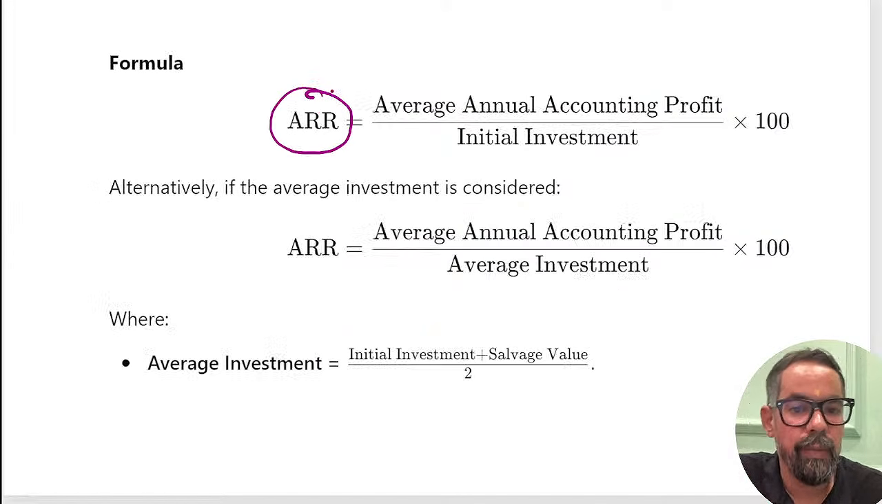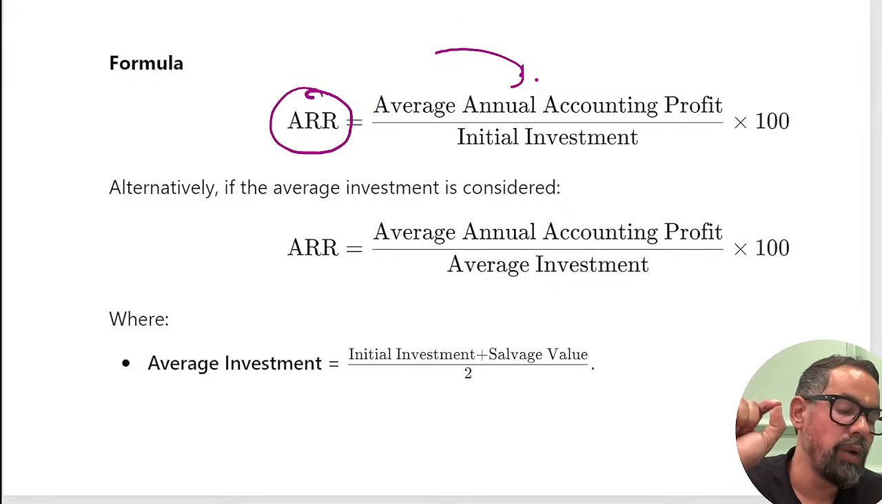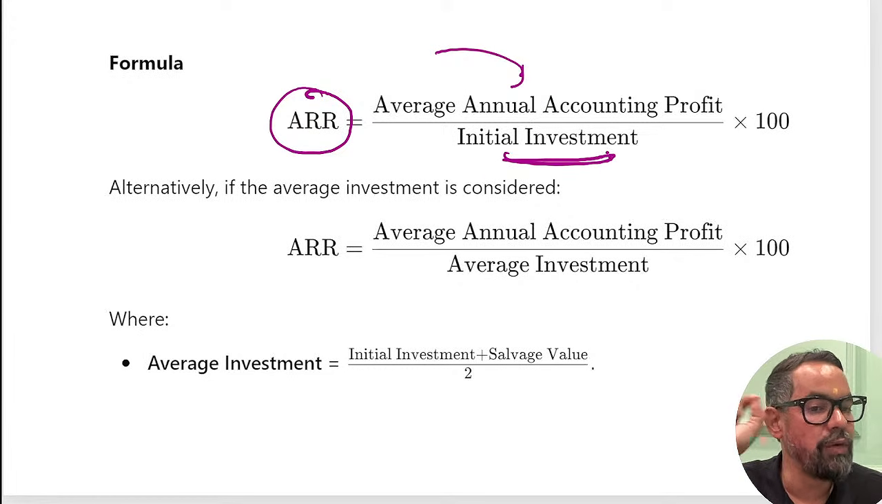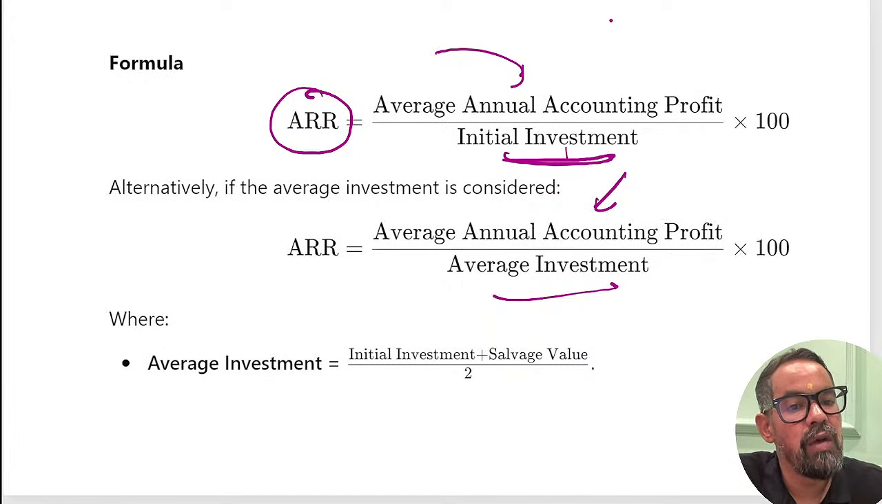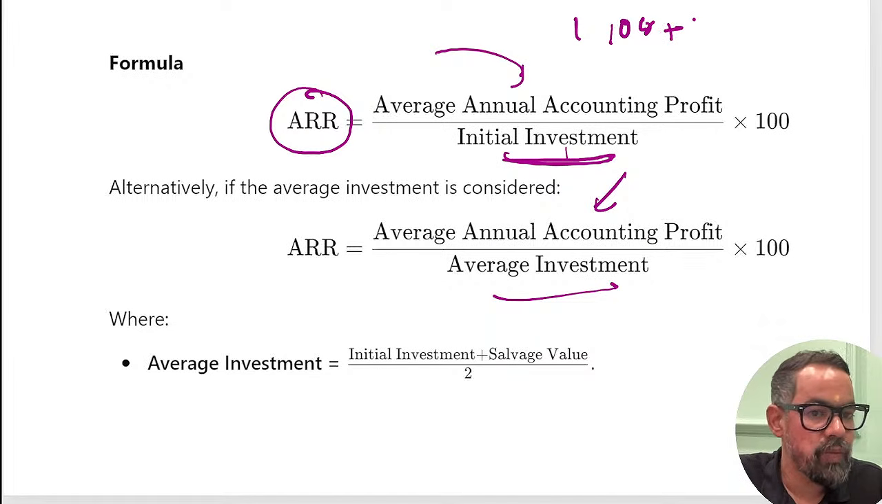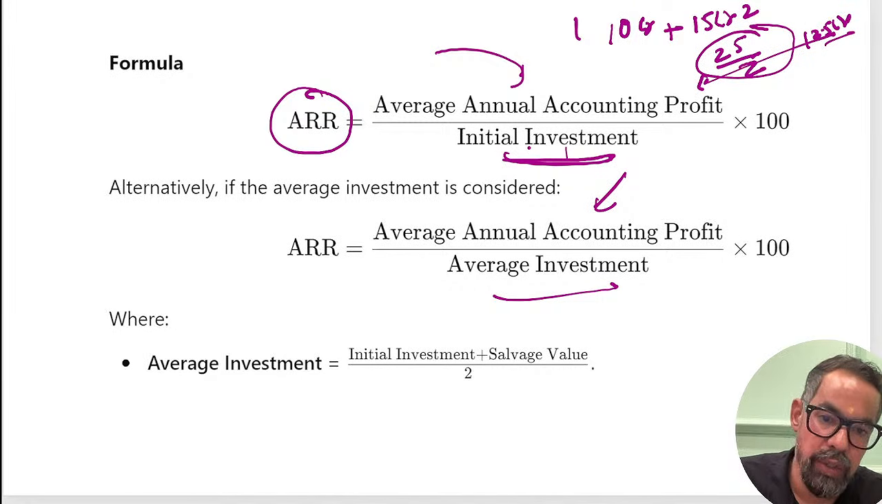ARR is equal to average annual accounting profit divided by initial investment, or average investment. Average annual accounting profit: let's say the first year we have 10 crore rupees, and the second year we have 15 crore rupees. So the average is 25 divided by 2. This 12.50 crore is the average accounting profit of the last 2 years.